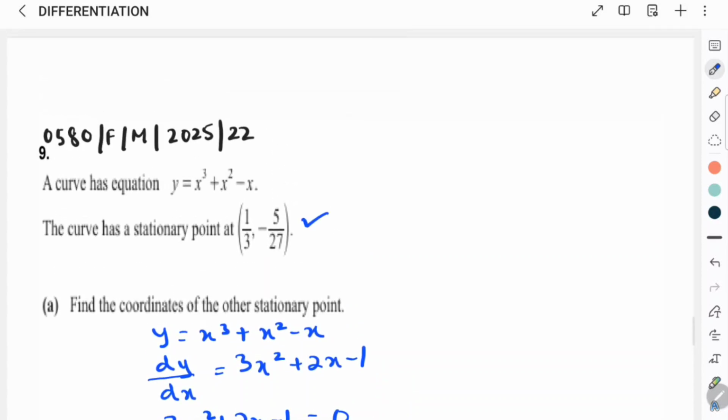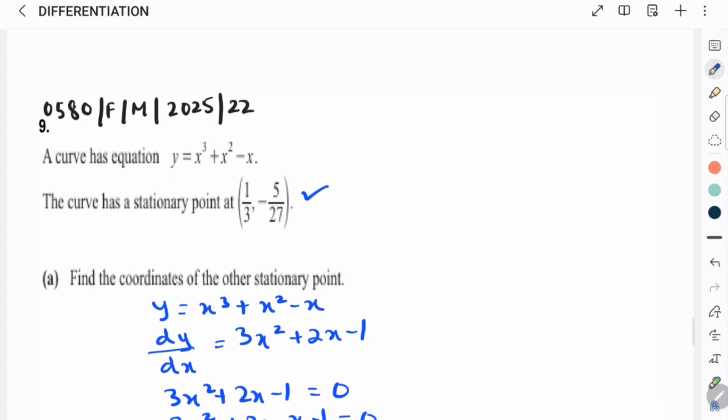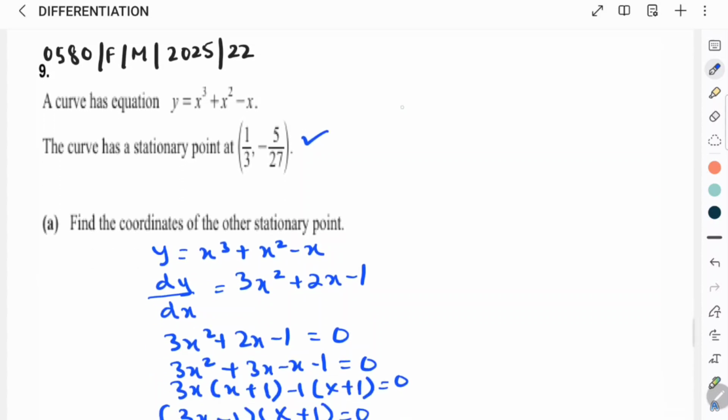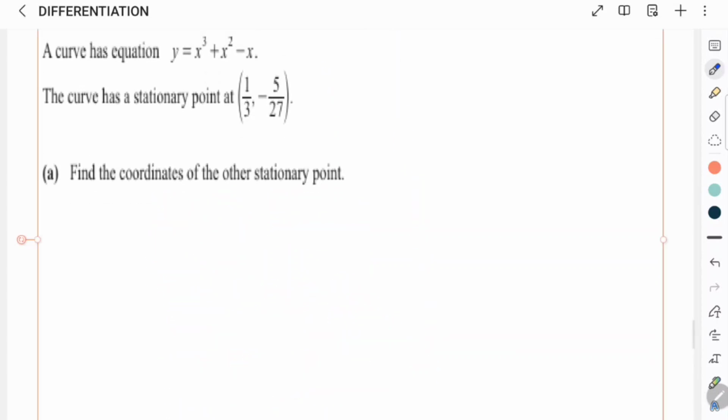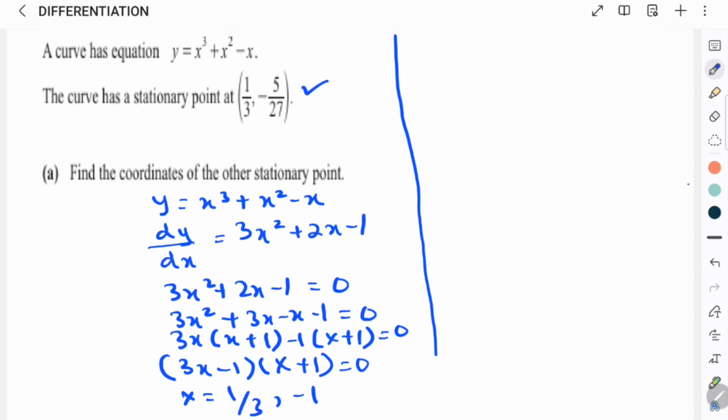Okay, so the 1 over 3 pair is already there. We don't want to put 1 over 3 in the equation to get the value of y, because they are asking you the other coordinate. So we are substituting only minus 1. Okay, so now we are substituting minus 1 here.